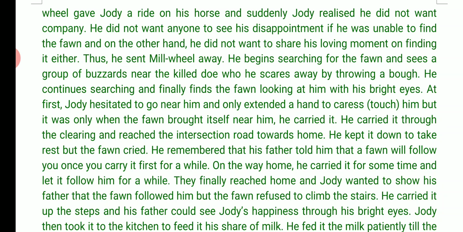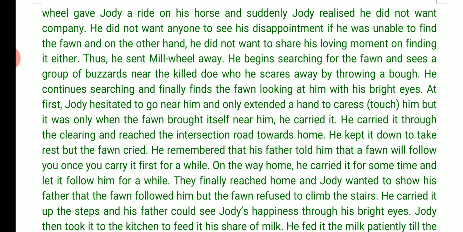He kept it down to take rest, but the fawn cried. He remembered that his father told him that a fawn will follow you once you carry it first for a while. On the way home, he carried it for some time and let it follow him for a while.